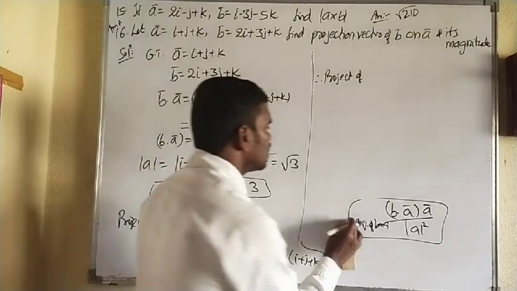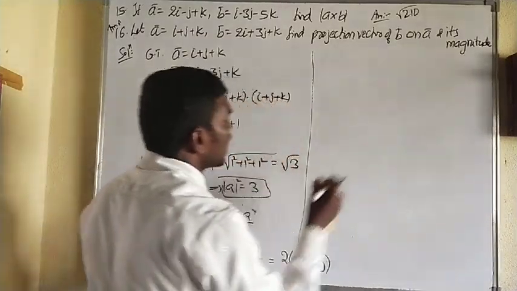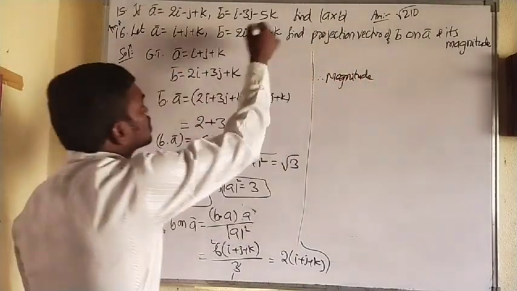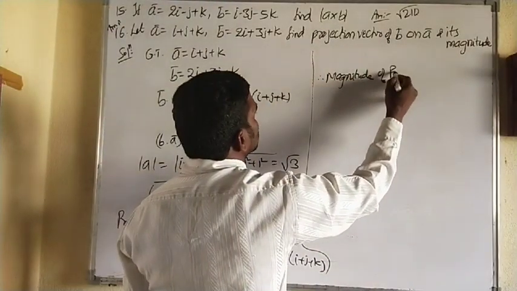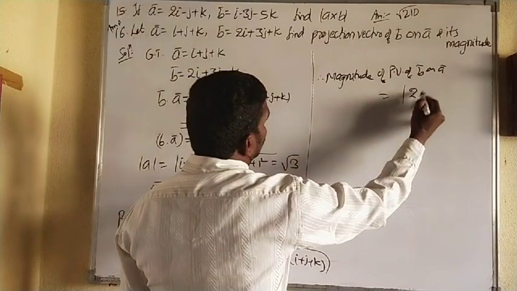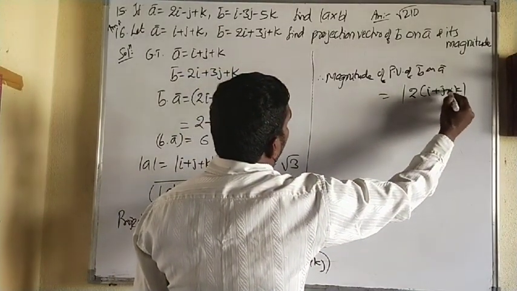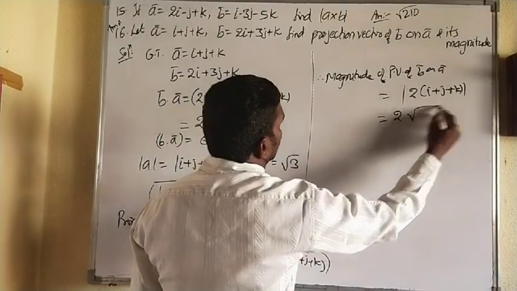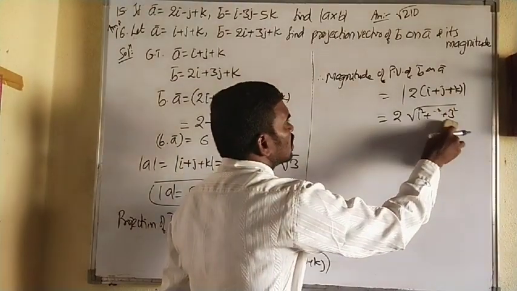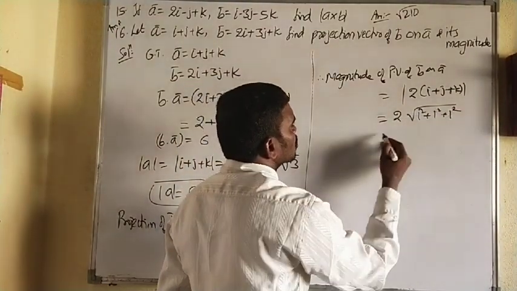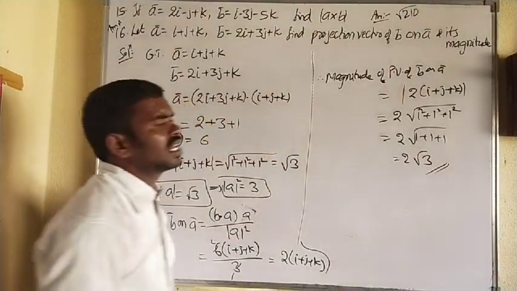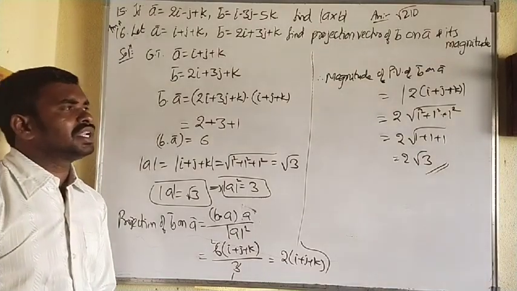Next, what is it asking? It is asking to also find its magnitude. Now, the magnitude of the projection vector of b on a is equal to the modulus of 2 into (i plus j plus k). Modulus of 2 is 2, and modulus of i plus j plus k is root of 1 square plus 1 square plus 1 square, which is 2 into root of 1 plus 1 plus 1, which is 2 into root 3. This is the length of the projection vector of b on a.